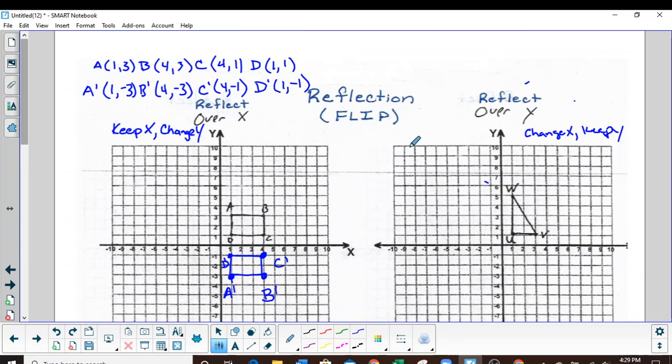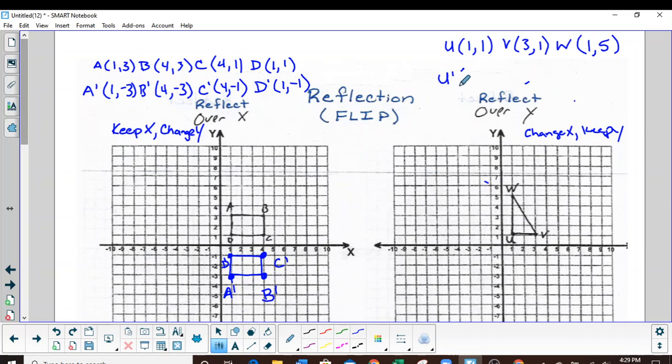So get the original ordered pairs first. What are my letters? U, V, W. U is 1, 1. V is 3, 1. And W is 1, 5. Okay.